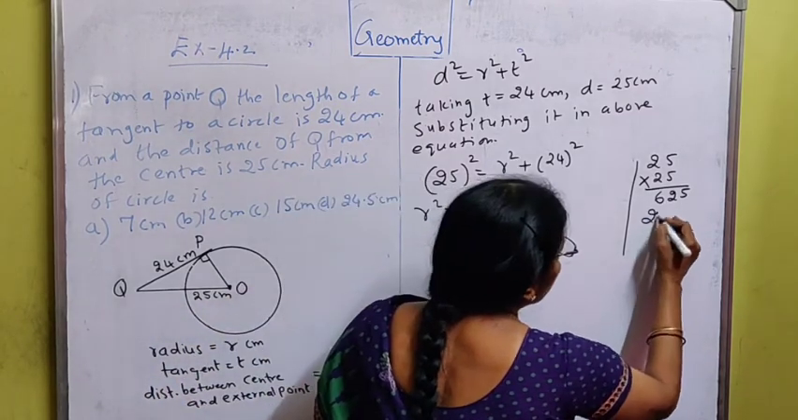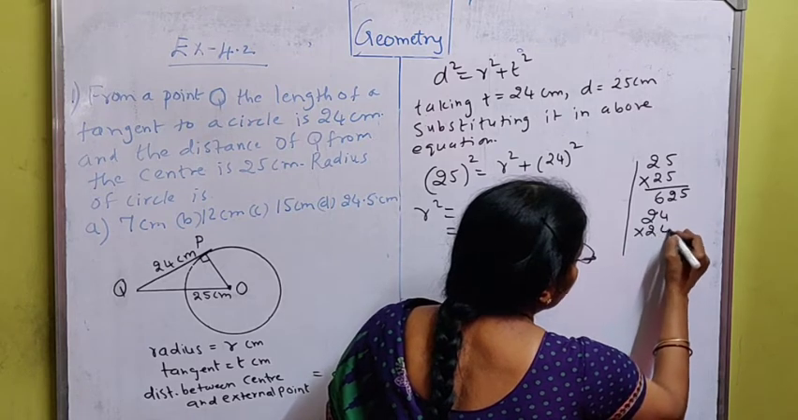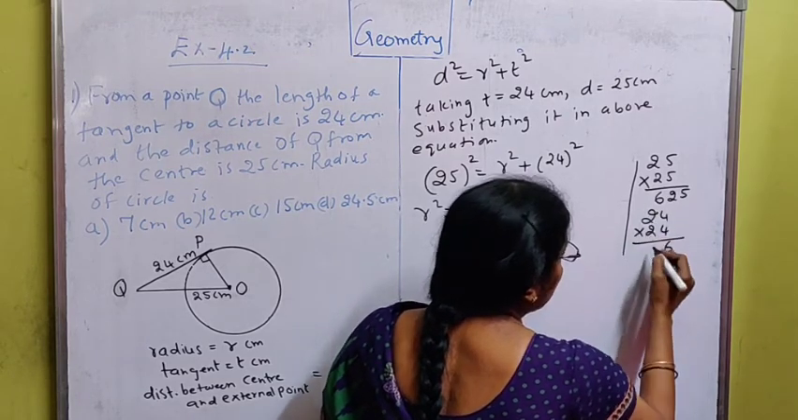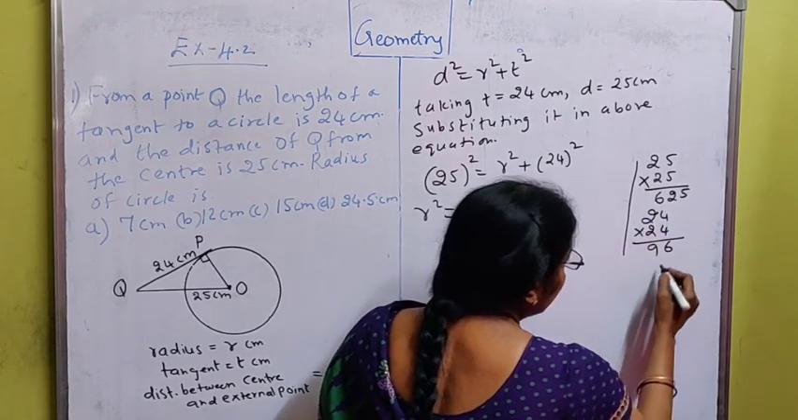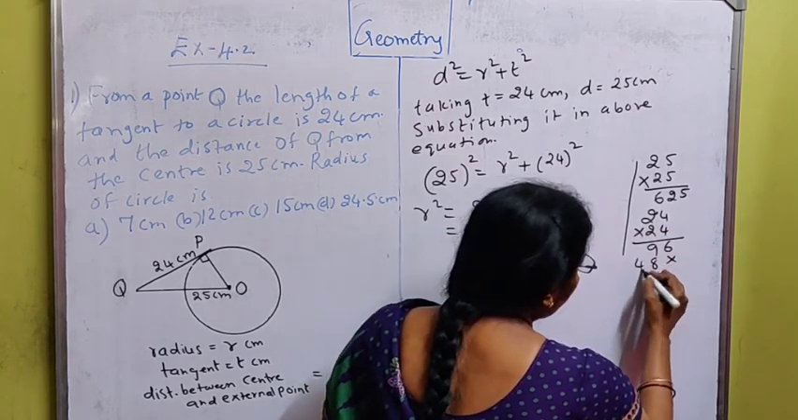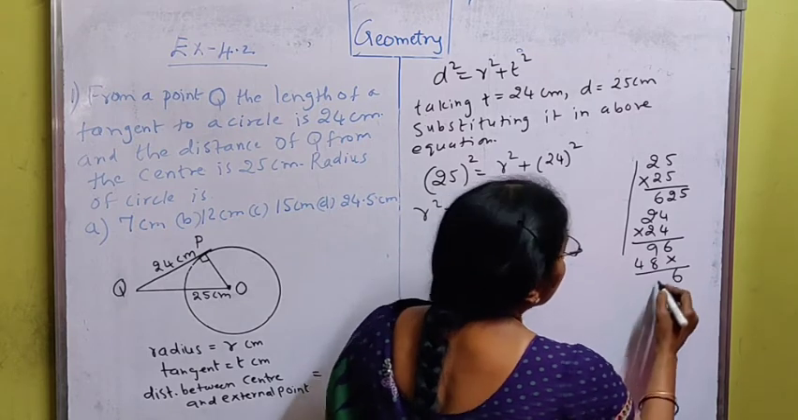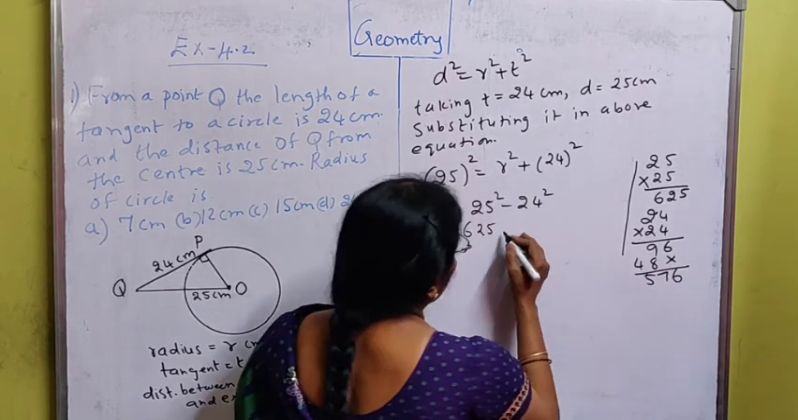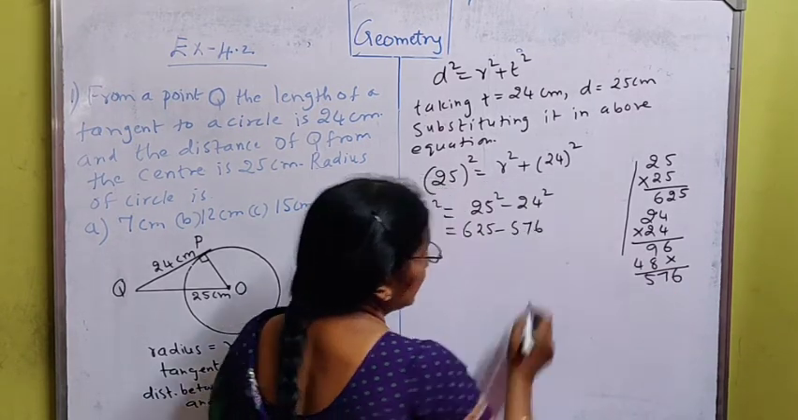24 square, so 24 into 24. 4 4s are 16, carry 1, 4 2s are 8 and 1, 9. Again, 2 4s are 8, then 2 2s are 4, 6, then 7, 5. You got it as 576.